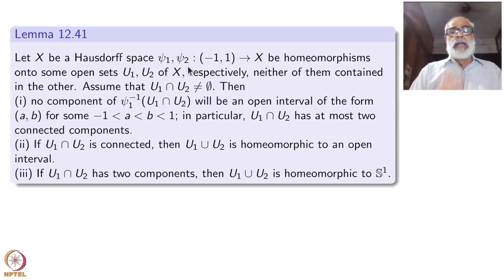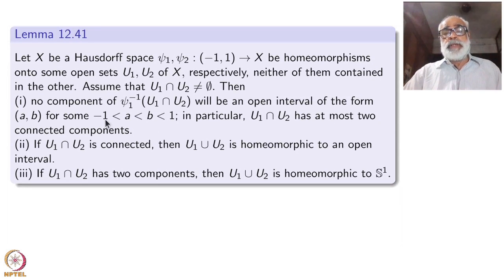Let me elaborate. Start with a Hausdorff space X, and psi 1 and psi 2 from minus 1 to plus 1, this doesn't matter, you could have taken any open interval, be homeomorphisms onto some open subsets U1 and U2 of X respectively. Neither of them contained in the other. Assume that the intersection is non-empty. Then these are the only things that can happen. No component of psi 1 inverse of U1 intersection U2, which I have assumed is non-empty, will be an open interval of the form a comma b for some minus 1 less than a less than b less than 1.